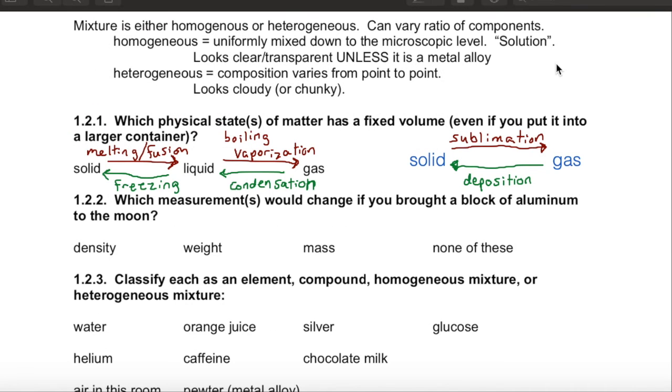As long as we're talking about states of matter, I just wanted to go over the vocabulary for changing state of matter. Going from solid to liquid can be called melting or fusion. Going from liquid to solid is called freezing. Going from liquid to gas is boiling or vaporization. Going from gas to liquid is condensation. And sometimes we can go straight from solid to gas, that's sublimation. And going from gas directly back to solid would be deposition.